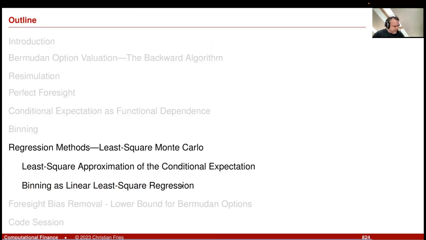Okay, so we arrived now at the regression method, the least square Monte Carlo method, it's sometimes called. So we approximate now the conditional expectation on some function space with a least square approximation. And this is a very, very popular method. So this is actually the method to estimate the conditional expectation in a Monte Carlo. There are a lot of improvements, a lot of differences by, for example, which regression method you use. There are different regression methods, linear regression, lasso, whatever.